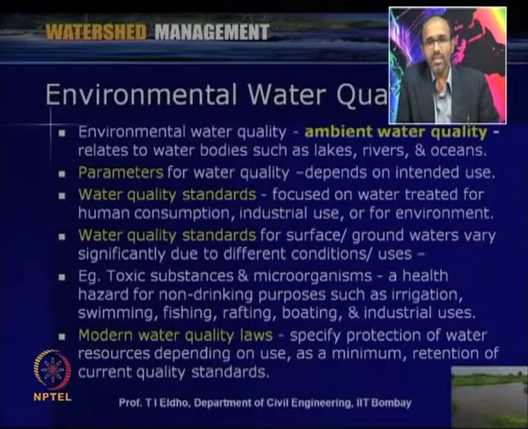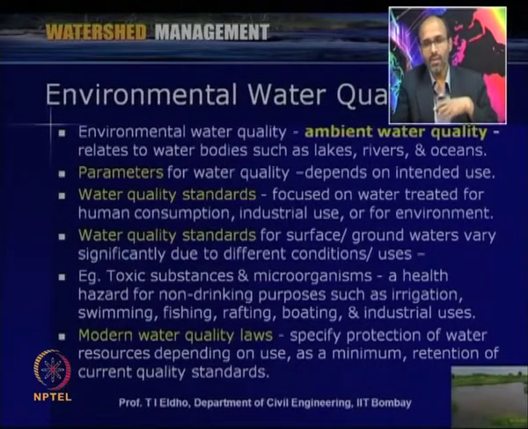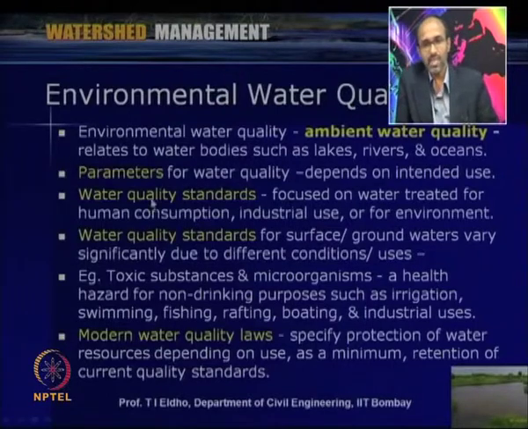We can see that there will be standards for surface water or groundwater, and these may vary significantly due to different conditions or uses. For example, surface water generally we take from rivers, lakes or reservoirs, but groundwater we pump out from the aquifer system. So the standards vary slightly depending upon the use and the extraction of the water. For example, for industrial purposes, if we look at the hardness of the water, when you are pumping groundwater, the hardness may be higher depending upon the location from which we are pumping. So the water quality standards may change according to surface water or groundwater.